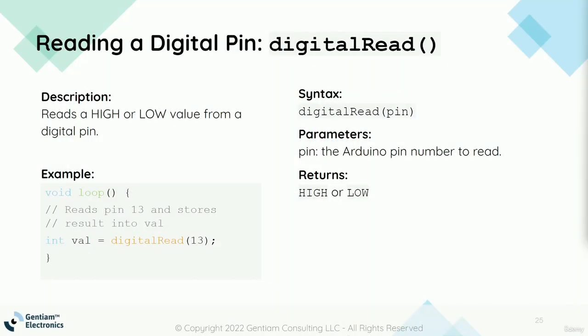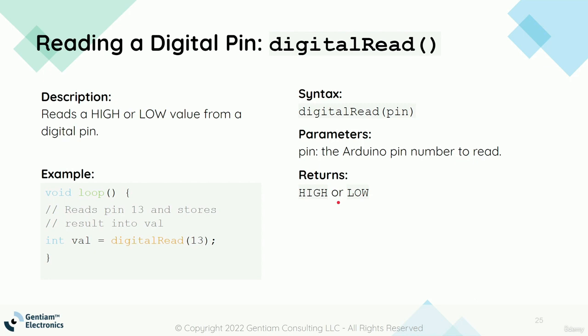Next, let's get the right function for working with digital inputs. The function we're going to be working with is called digital read. If I pull up the digital read syntax here, we see that digital read reads the value from a specified digital pin, either high or low. So that's either a 1 or a 0. Digital read takes one parameter, which is the Arduino pin number that you want to read. And this function actually returns a value. So it returns either a high or low value.